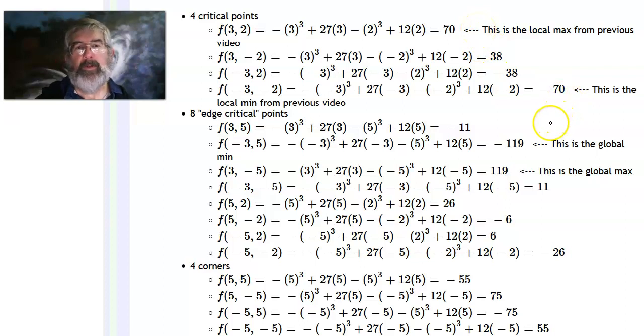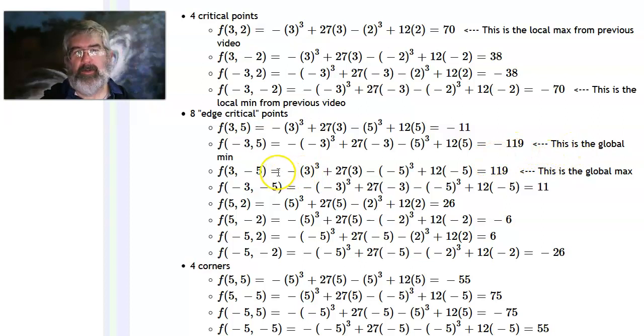Right? But then there's all these other things. On the edge, there's a -11 and a -119. Well, boy, that's pretty low. So along that edge, this was the local max and this was the local min. It turns out that this is the global min as well.